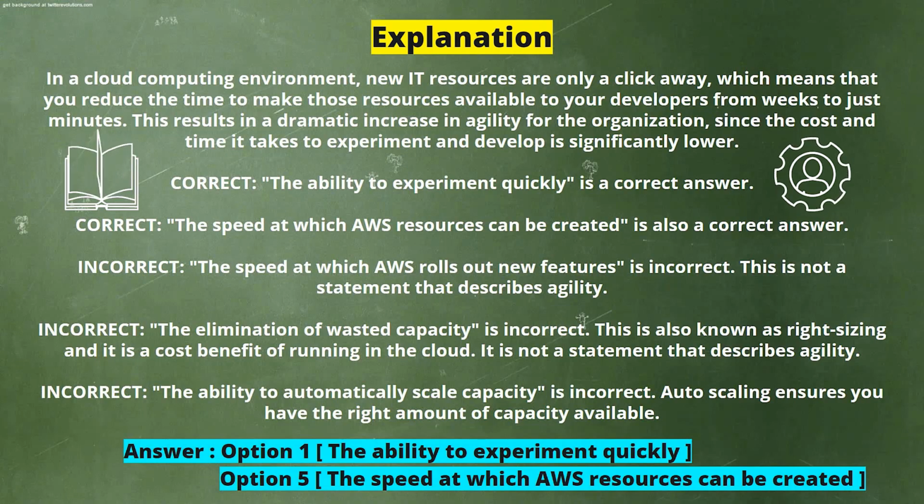Incorrect, the speed at which AWS rolls out new features is incorrect. This is not a statement that describes agility. Incorrect, the elimination of wasted capacity is incorrect. This is also known as right-sizing, and it is a cost benefit of running in the cloud. It is not a statement that describes agility. Incorrect, the ability to automatically scale capacity is incorrect. Auto-scaling ensures you have the right amount of capacity available.